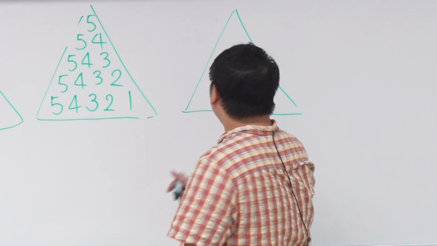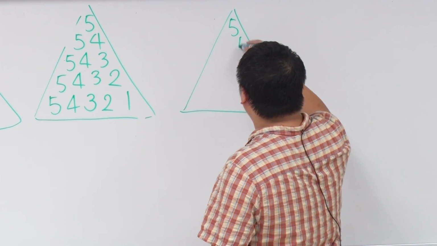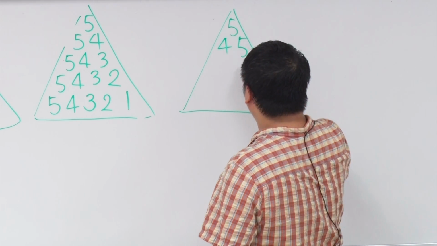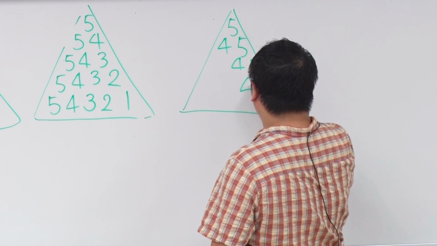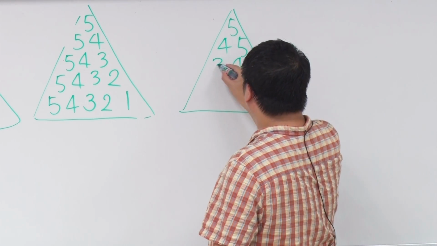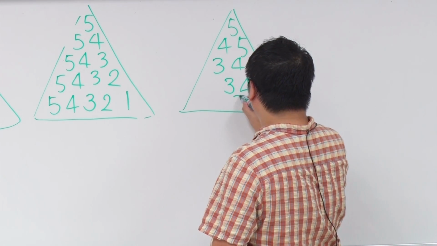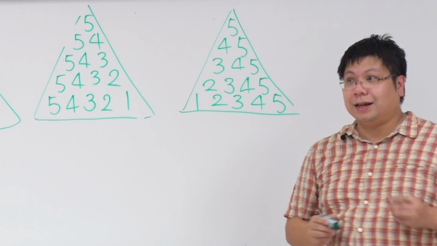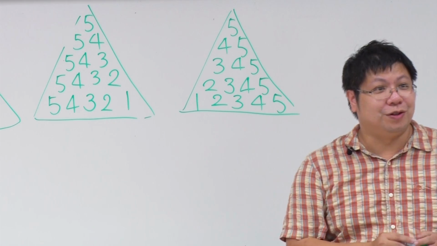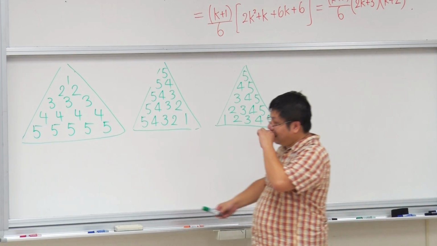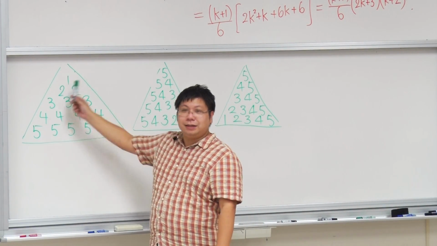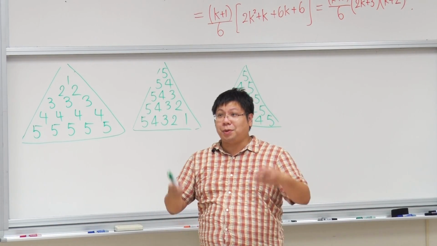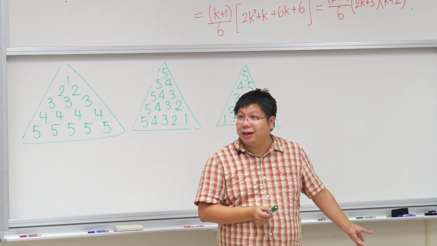Then let's rotate it one more time. Then I will have 5, 5, 5, 5, 5 here, 4, 4, 4, 4 here, 3, 3, 3 here, 2, 2 here, and 1 here. So far, so good. Now, summing all the values inside one triangle is equal to 1 squared plus 2 squared plus 3 squared up to 5 squared.